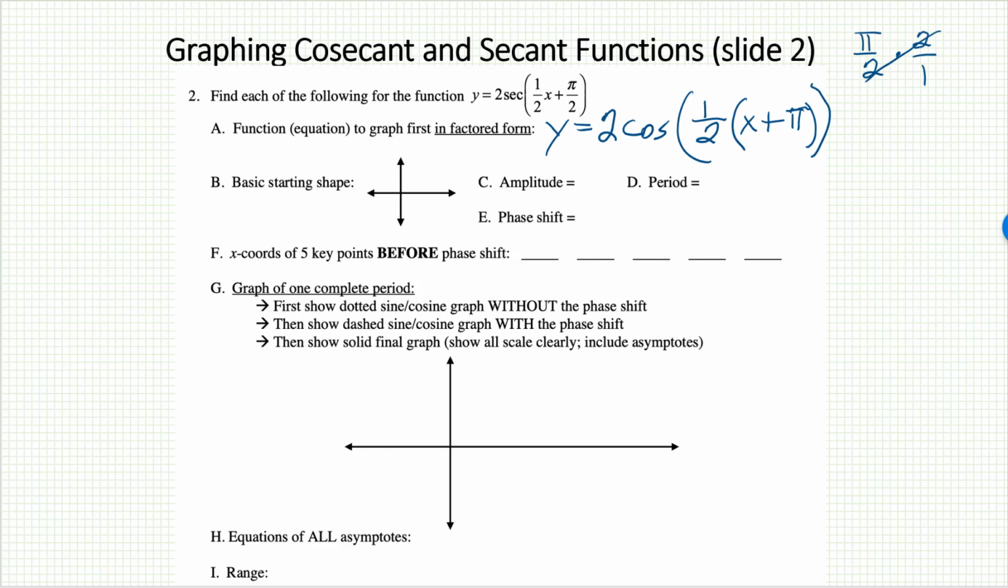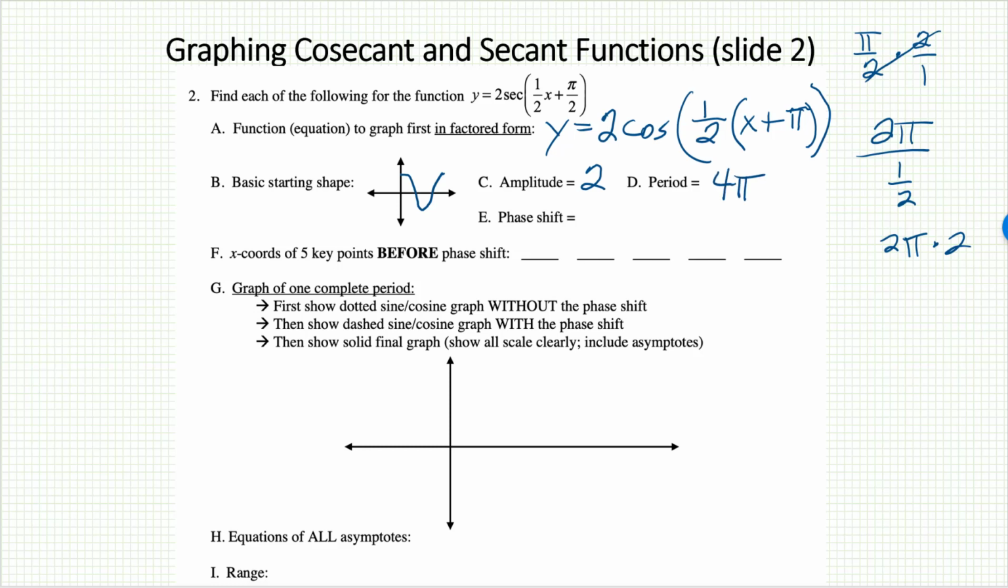What's the basic starting shape? This is regular cosine, so that's the vase. The amplitude is 2. The period, let's see, that's 2 pi divided by the b number. Dividing by 1/2 is the same thing as multiplying by 2. So of course I'm going to get 4 pi for the period.